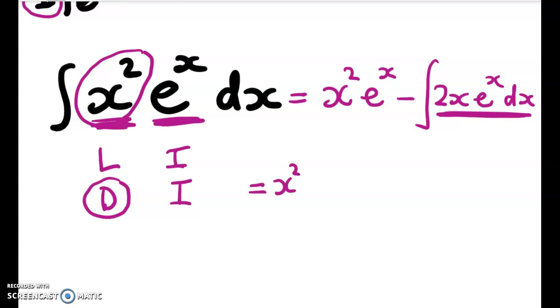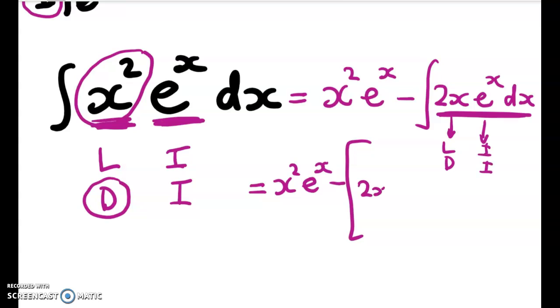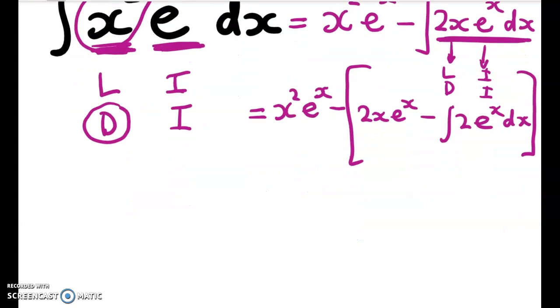So we'll have x squared e to the x minus, we're going to leave or differentiate this and integrate e to the x. So it's minus 2x e to the x minus the integral of 2 e to the x dx. Sometimes we have to do it 3 times, but not usually.